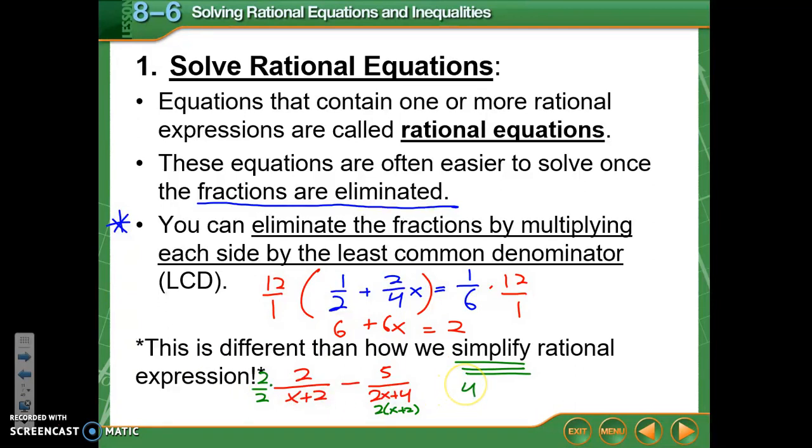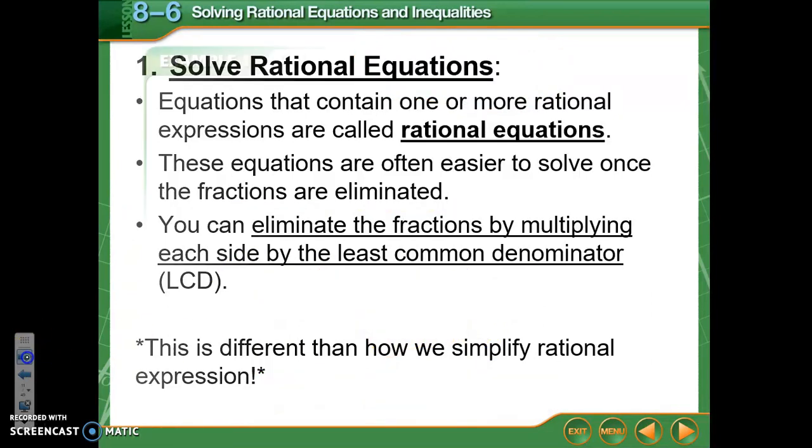So this would become 4 over 2x plus 4 minus 5 over 2x plus 4, which gave me -1 over 2x plus 4, and I could combine them into one fraction. That is different than what we're doing with equations, so make sure you keep separate simplifying expressions, where I have to multiply by 1 and get a common denominator, from solving equations, where I multiply both sides by the common denominator, but since it's an equation, I don't have to multiply by 1. In this one, I multiplied both sides by 12, and I get a new equation with no fractions that's still the same equivalency and solve like normal.